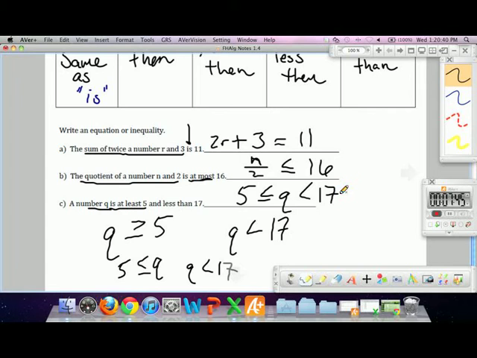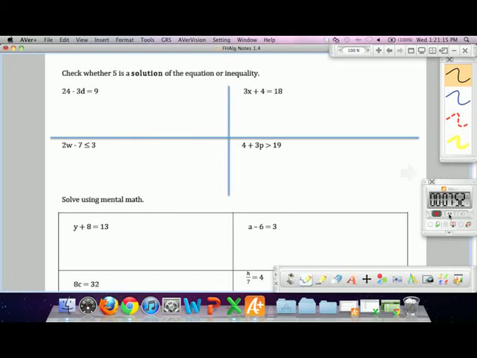If I ask you to check if something is a solution, what are we going to do? What do you do to check if something's a solution to an equation? Oh, come on. Last hour was so excited. They thought this was really easy. Okay, then what do we do? We plug it in for the variable and then check to see if the equation or inequality is true.